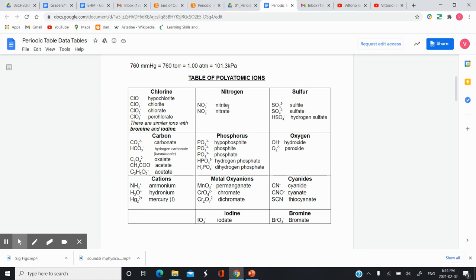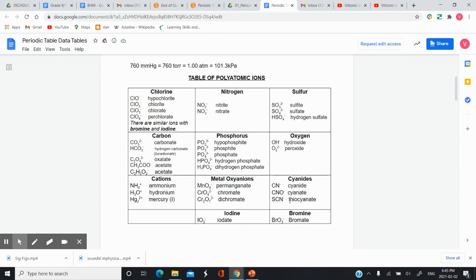So if you see nitrite, that's a polyatomic ion. If you see nitrate, that's a polyatomic ion as well. But if you heard nitride, that's just N3 minus. That's the ion of the element on the periodic table. There are a few exceptions to that rule. For example, you'll notice that ammonium and hydronium end in ium, and mercury 1 is a polyatomic ion as well. Over here, you can see cyanide ends in ide.